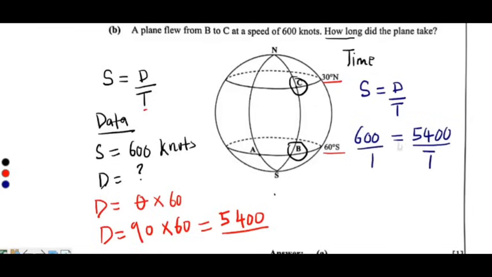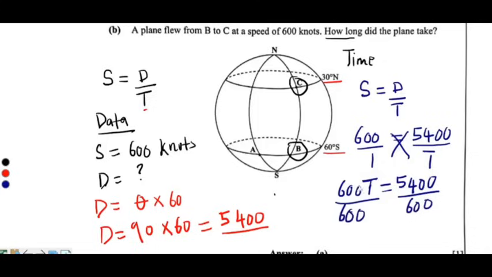Here we divide by 1, then we cross multiply. So 600 times t, we are going to have 600t equal to 1 times 5,400, which is 5,400. Since we are interested in finding the value of t, we divide both sides of the equation by 600, so that this side will only remain with a t. So we cancel the zeros, and we are remaining with the time on this side.